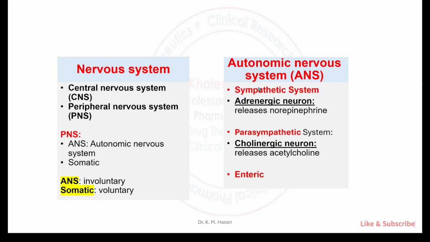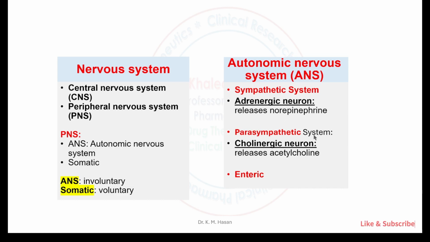Speaking about the autonomic nervous system, we have three main parts: the sympathetic system, the parasympathetic system, and the enteric system. Regarding the sympathetic system, what type of neuron do we have there? For the sympathetic system, we have the adrenergic neuron. This system releases norepinephrine mainly, with a small part of epinephrine. So the main mediator in the sympathetic system is norepinephrine.